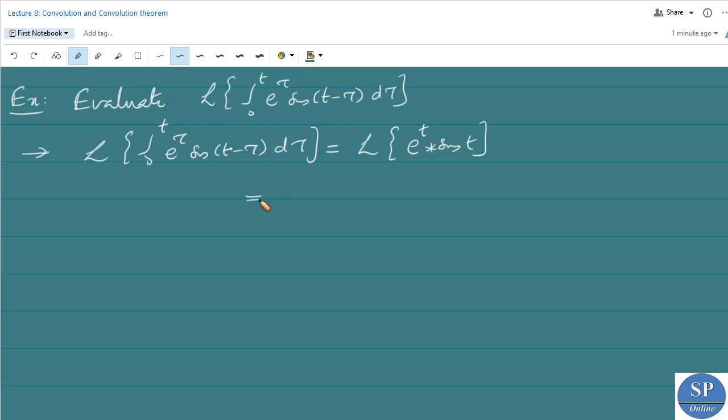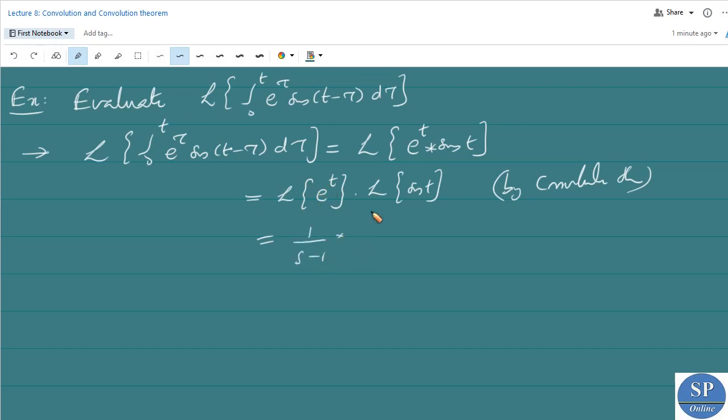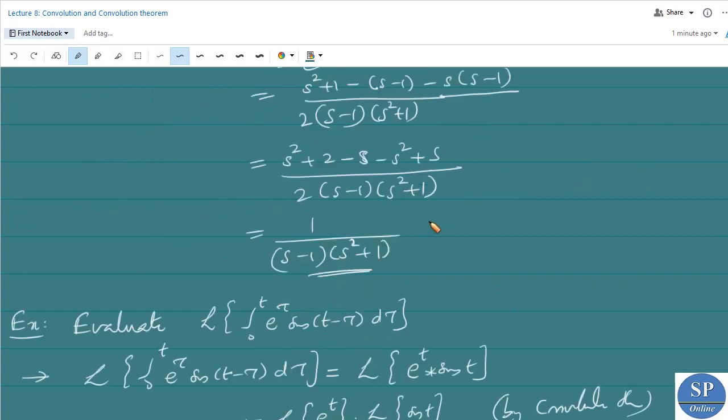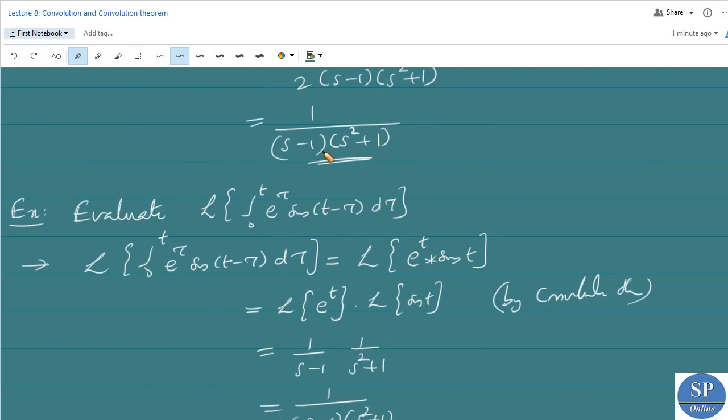So by the convolution theorem, this is equal to the Laplace transform of e^t into the Laplace transform of sin t. We know the Laplace transform of e^t is 1 by s minus 1, into the Laplace transform of sin t, which is 1 by s square plus 1. So this is equal to 1 by (s minus 1) into (s square plus 1). So simply we obtain the Laplace transform of this e^t star sin t. In the previous case it was also this 1 by (s minus 1) into (s square plus 1).